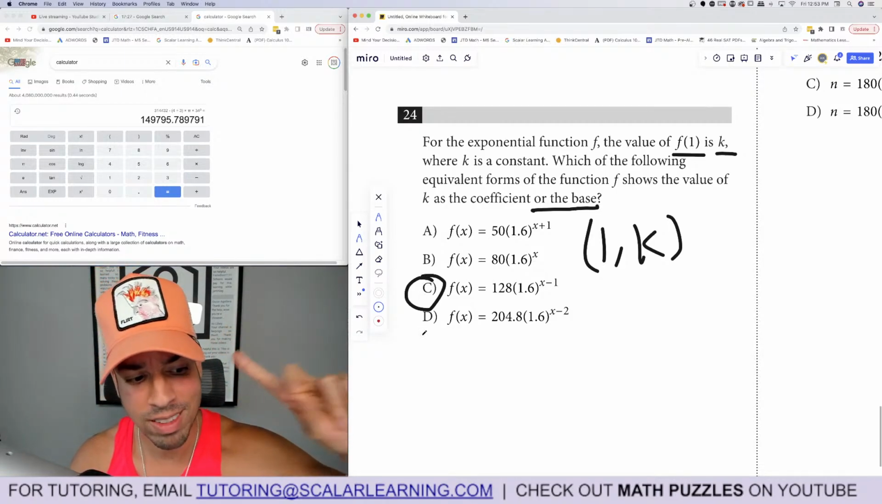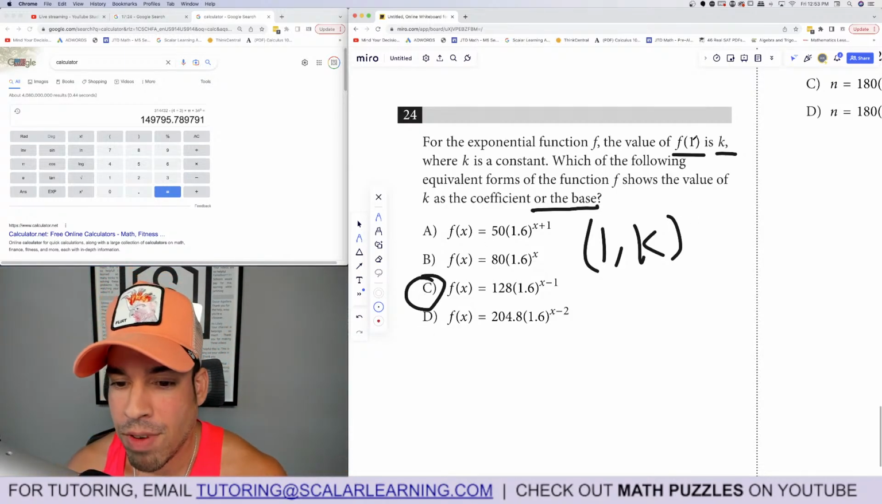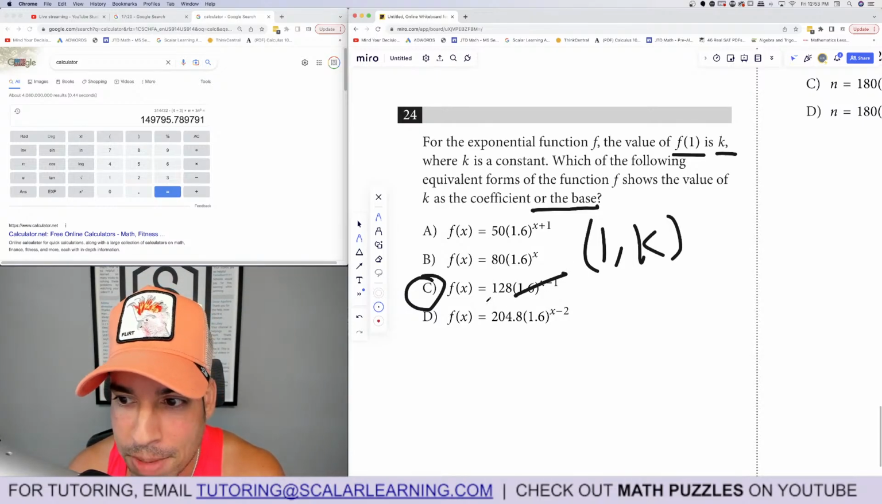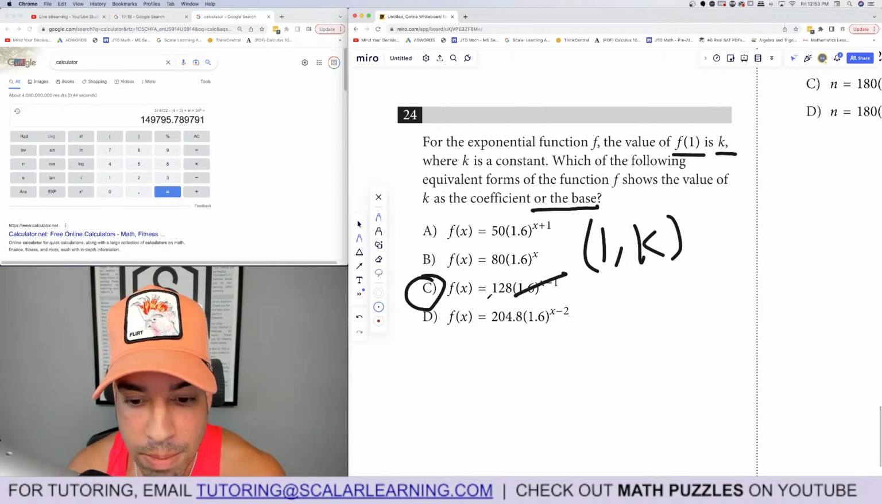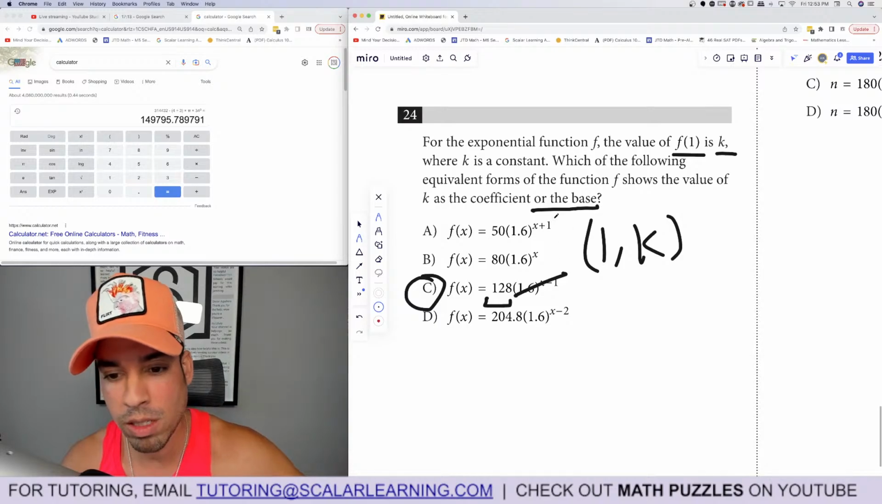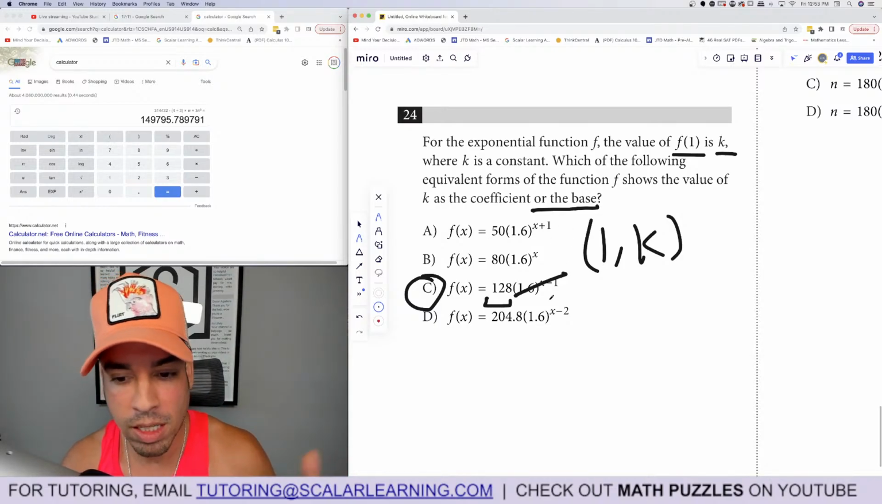Here's why. This is a very difficult problem. Because if I plug in f of 1 to this one, I get 1 minus 1 is 0. That zeroes out. And it said f of 1 is k. That means k is 128. K is a coefficient of the base. I don't know why it says coefficient or the base. That's so weird.